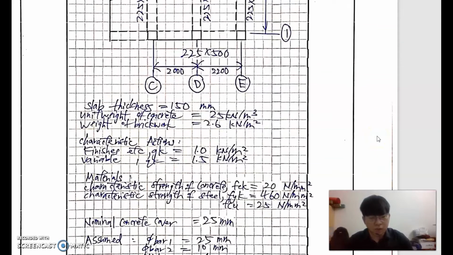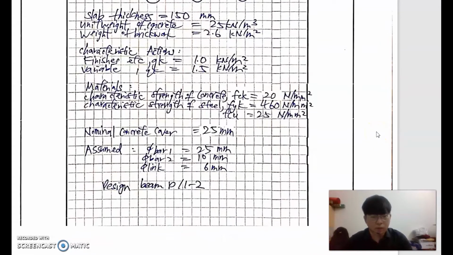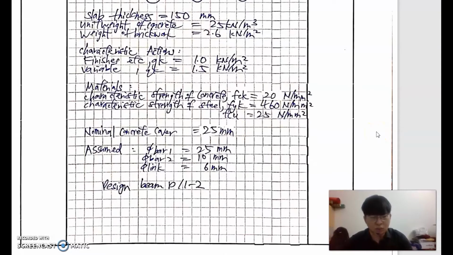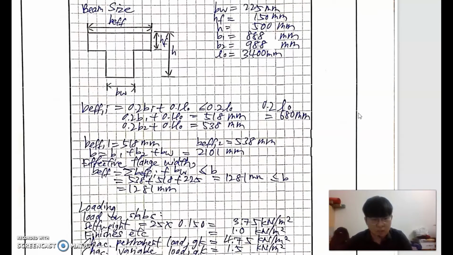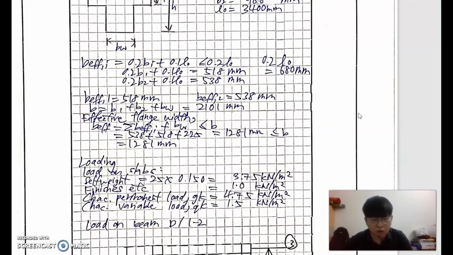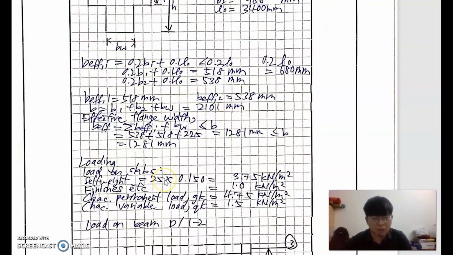So first of all, we decide the slab thickness, the unit weight and the weight of brick wall. After that, we find the characteristic actions, which are Qk and Gk. Since this is a simply supported flanged beam, we will find the b effective for the beam and also find for the flange width. So by finding the effective flange width, we know that for this beam, the b effective is 1281.